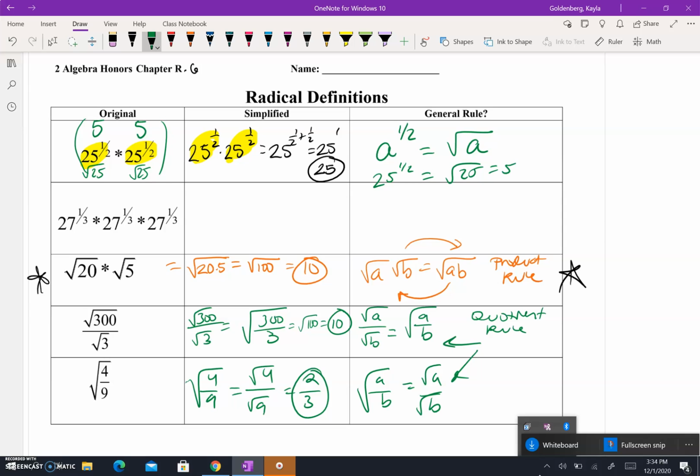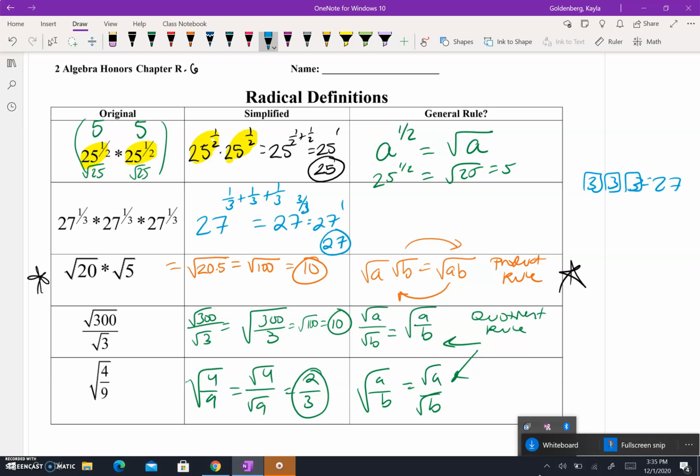Similarly, if I do 27 to the 1/3 times 27 to the 1/3 and so on, I could say that's the same thing as 27 to the 1/3 plus 1/3 plus 1/3. That's 27 to the first power, right? Or 3 over 3, if you want to do kind of an intermediate step. So what number times itself, times itself, gives me 27? Well, isn't that just 3? Right? Or the cube root of 27.